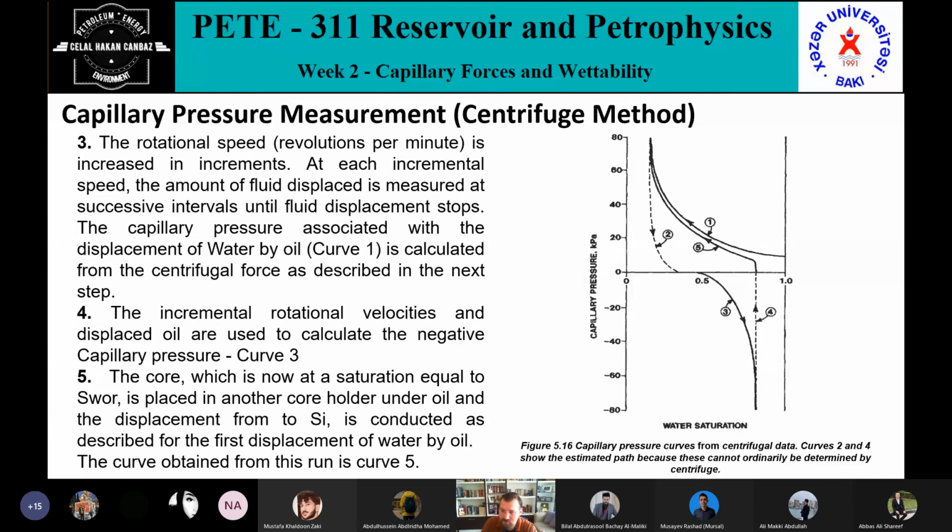procedure. Okay. So the core is centrifuged at incremental rotational velocities until oil can no longer be displaced from the core, and irreducible oil saturation is reached. I stop it. Okay. So this will be the point of water saturation corresponding to the residual oil saturation of the core actually. Okay. So what happens? The incremental rotational velocities and displaced oil are used to calculate the negative capillary pressure curve, which is demonstrated here as curve 3. Okay, as curve 3. All right.